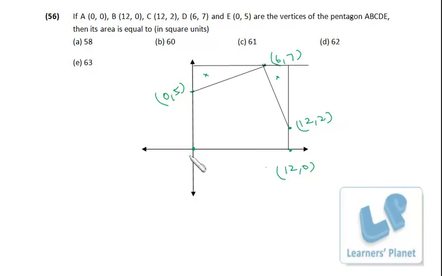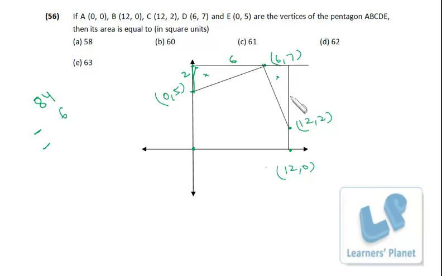So the area of this particular rectangle is 12 into 7, 84. From that I need to deduct the area of this triangle. Now this height is what? From 5 to 7, so this height is 2. From this point to this point, this length is 6 because the x coordinate is 6. So the area of this triangle is half of 6 into 2, that is half of 12, that is 6.